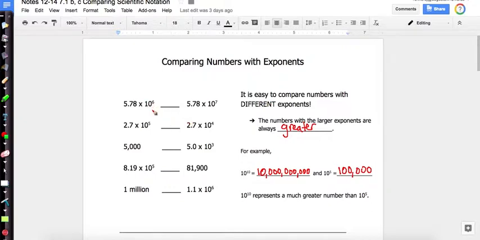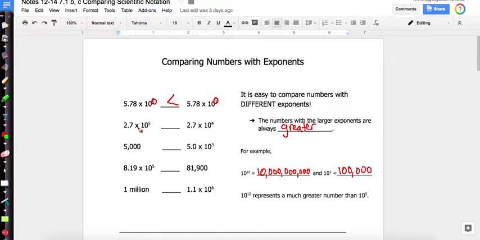So let's look at the first example. We have 5 and 7/800 times 10 to the 6th, and 5 and 7/800 times 10 to the 7th. So I like to circle the exponents so I know what I'm comparing. And now I'm comparing 6 to 7. And 6 is less than, so my arrow points to the left.